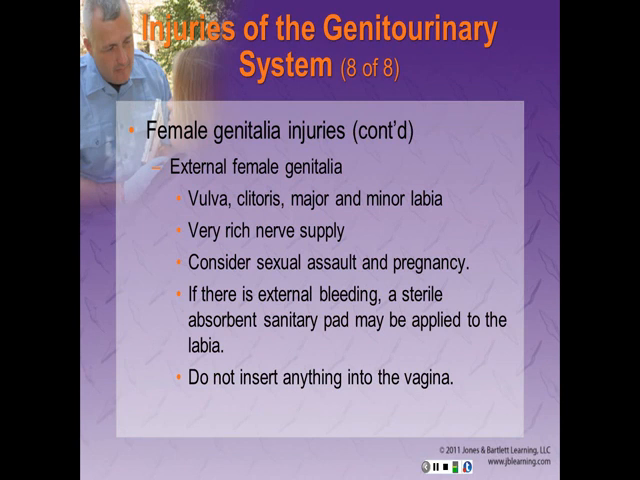In case of external bleeding and trauma, a sterile absorbent sanitary napkin or pad may be applied to the labia, but you should never insert instruments, gloved fingers, or a tampon into the vagina because these items can cause further damage.